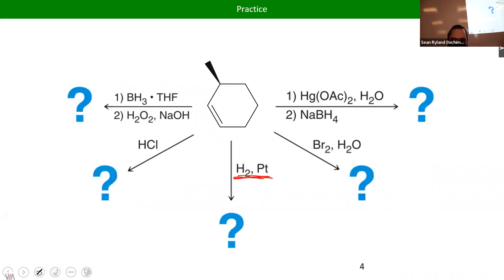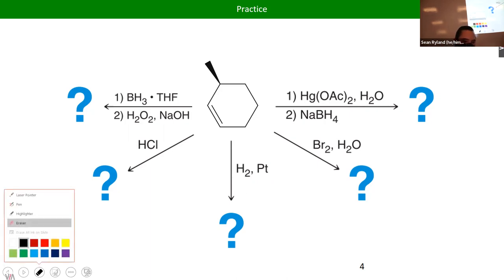For something like H2, for hydrogenation, or for halogenation, it doesn't really matter what the order is, right? Because if it's the same thing on each side, then at most we need to remember, is it syn or is it anti-addition? In order to know whether our substituents are going to be on the same side of a ring or if they're going to be trans at the end.